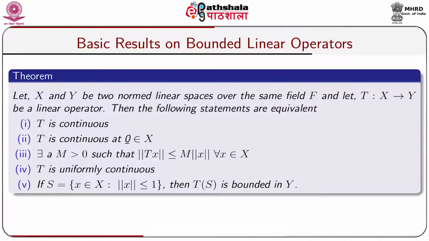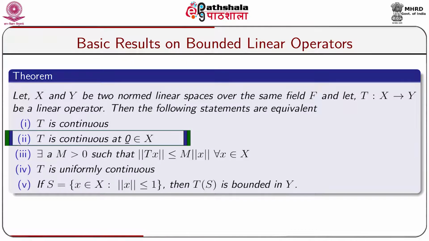Now, let us take a theorem. Let capital X and capital Y be two normed linear spaces over the same field of scalars capital F, and let T be a linear operator from capital X to capital Y. Then the following statements are equivalent. Number 1, capital T is continuous. Number 2, capital T is continuous at the 0 vector of X.